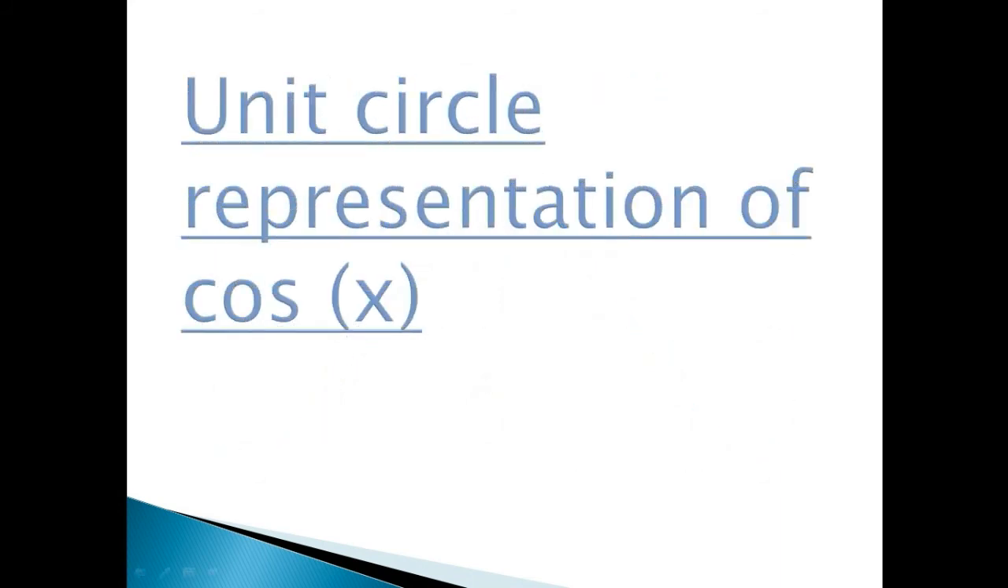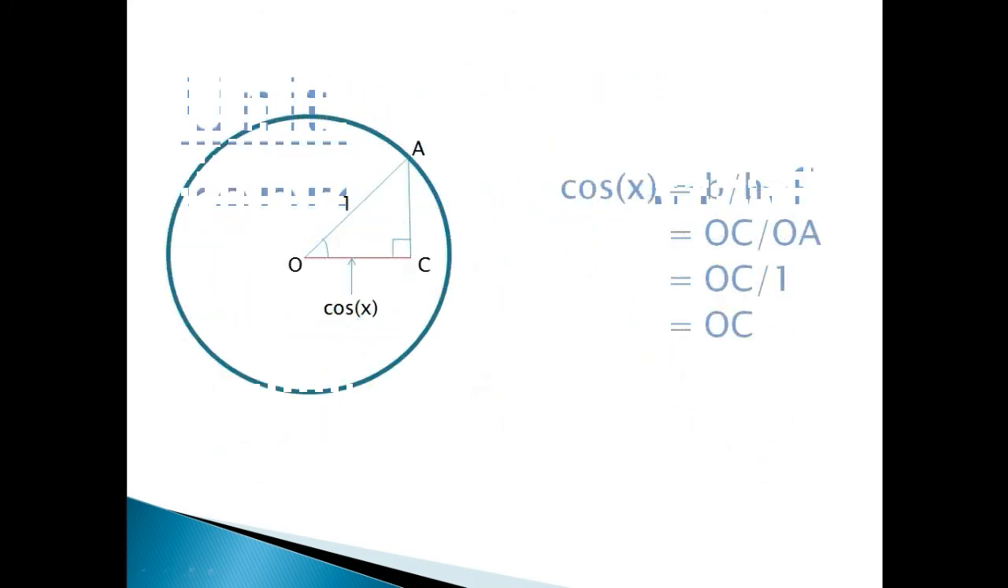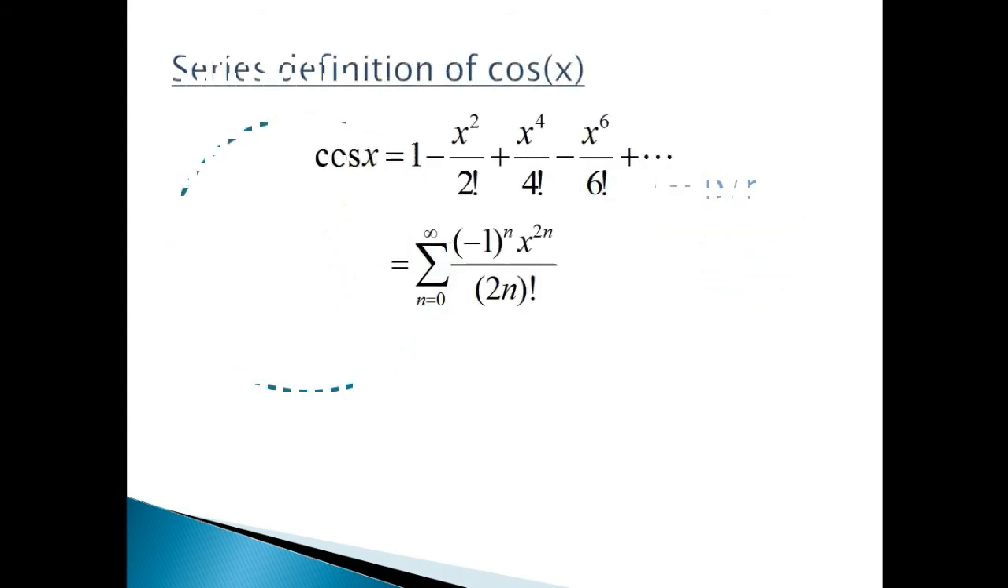Unit circle representation of cos x. Just like sin x, here we have a unit circle with OA as radius. Now cos x is equal to OC over OA, which gives cos x is equal to OC. That is, cos x can be defined as the projection of the radius onto the base. Cos x can be expanded into an infinite series, just like sin x, as shown here.